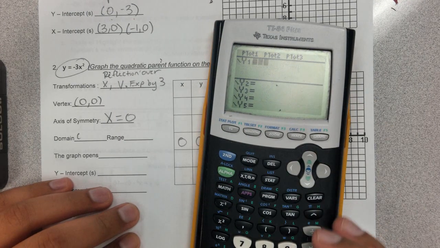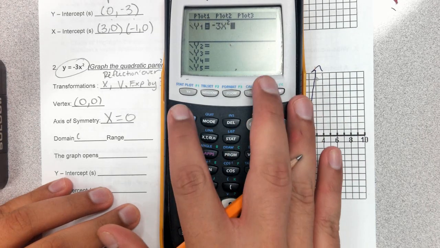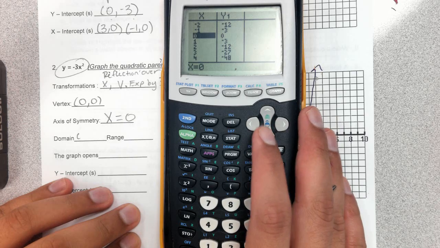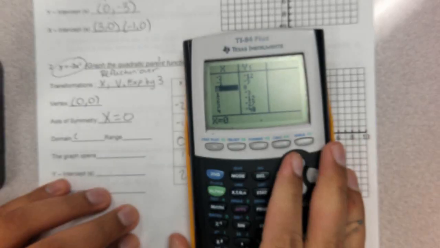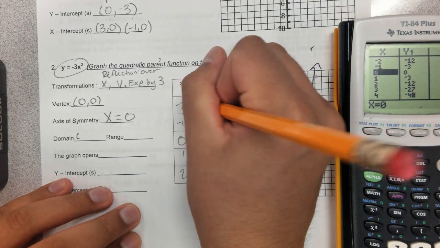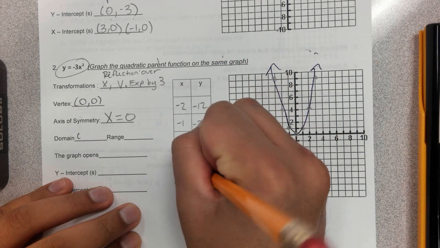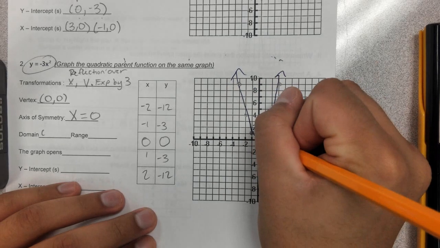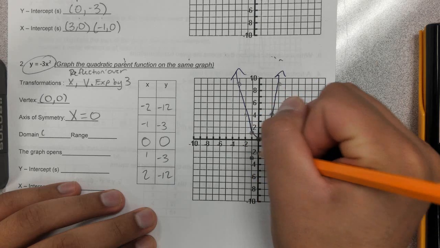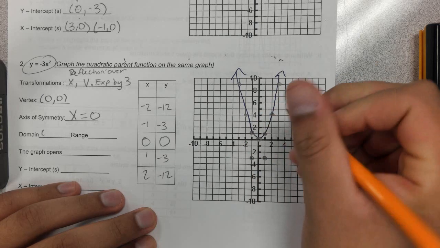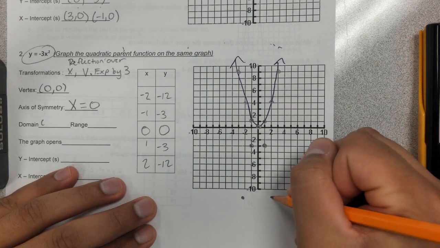And so y equals negative 3x squared, go to the table. Alright, so there we go. So at negative 2 we have negative 12. At negative 1 we have negative 3. Alright, so we got 0, 0, negative 1, negative 3, 1, negative 3, and then negative 2, negative 12, that's going to come off the graph. Same with 2, negative 12, that comes off the graph.